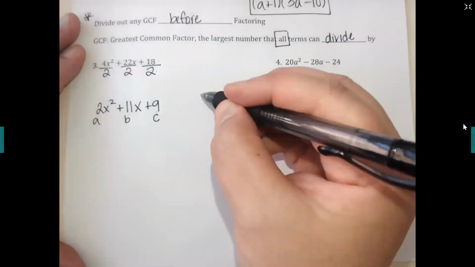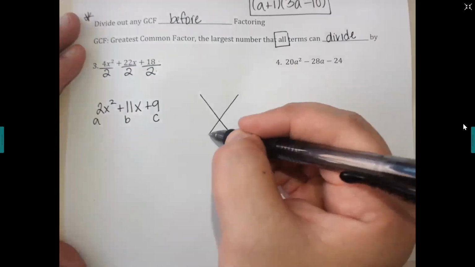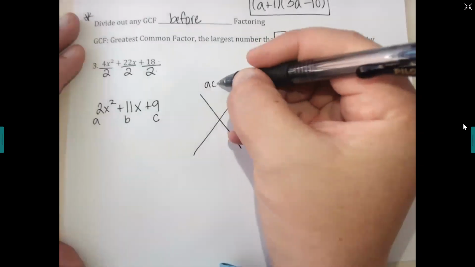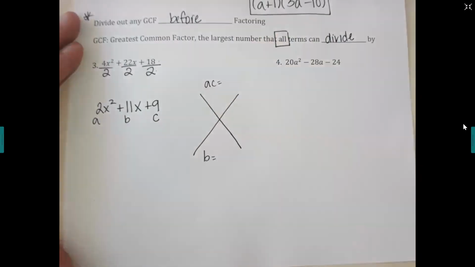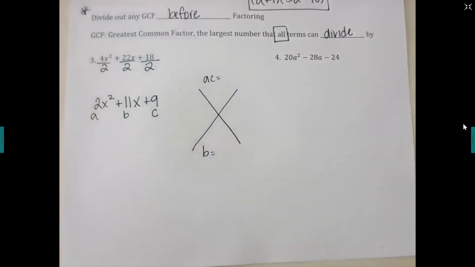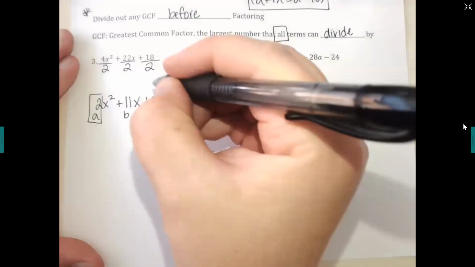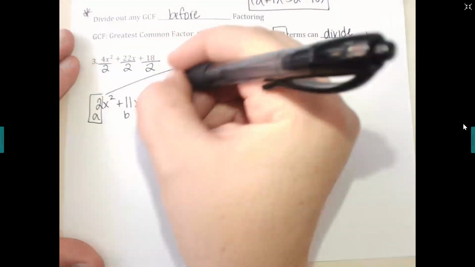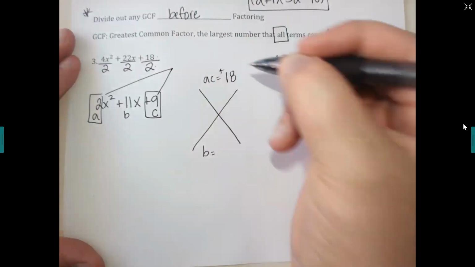So set up your little chart here. Okay, AC at the top, B at the bottom. What is my AC gonna be if my A is a 2 and my C is a 9? Remember you're multiplying. So it'd be 18. Okay, 2 times 9 gives me 18.